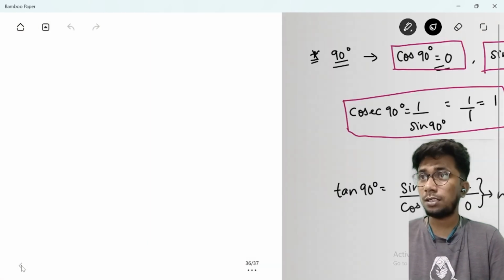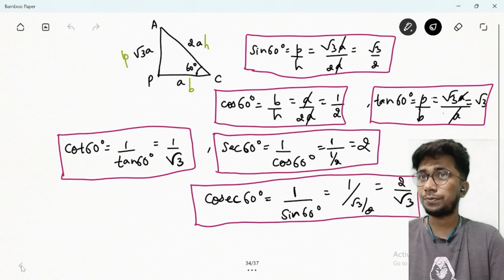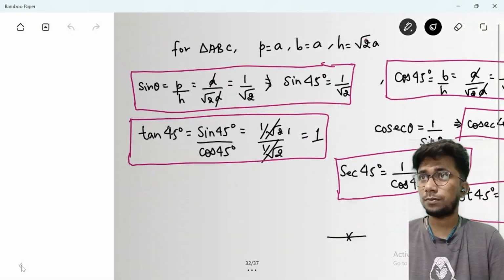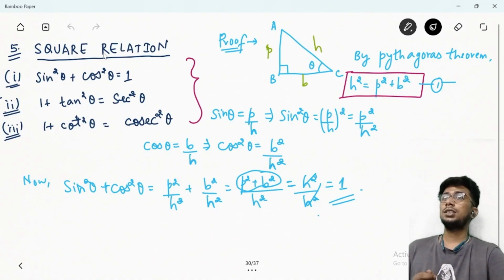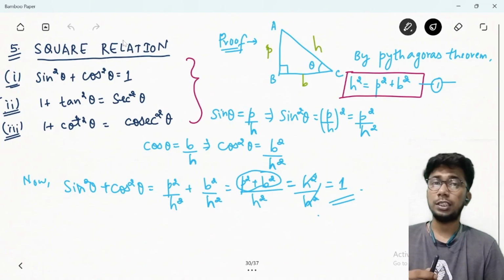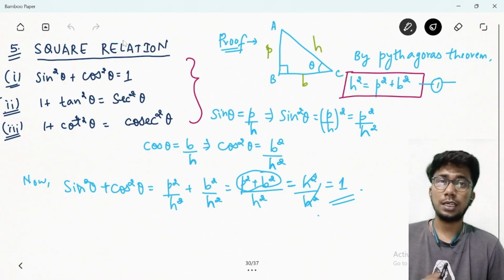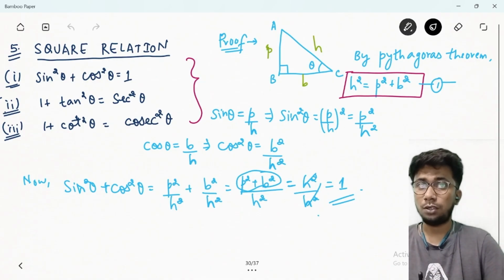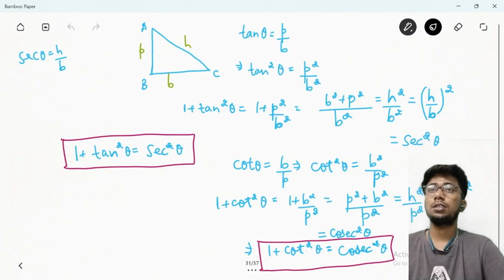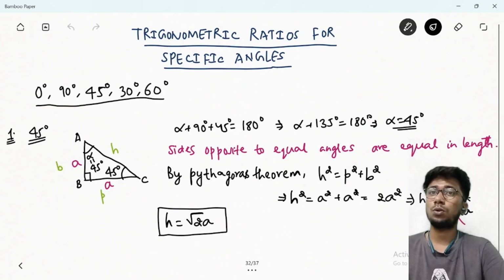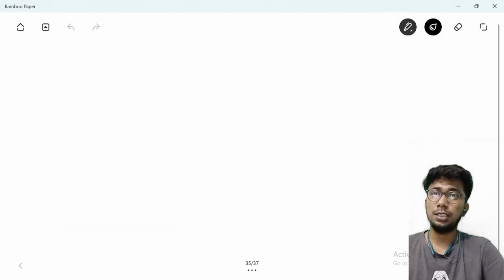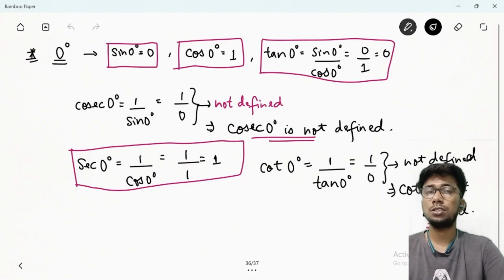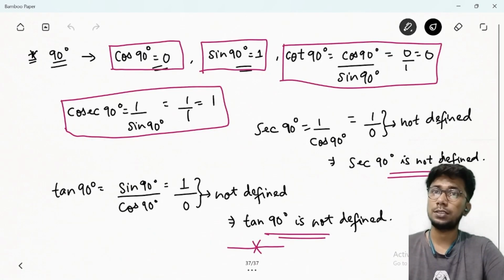What were they? They were sin square theta plus cos square theta is 1. Where did we see that? Let me show you once. Yeah, we saw these square relations. That was sin square theta plus cos square theta is equal to 1, 1 plus tan square theta is sec square theta, and 1 plus cot square theta is cosec square theta. After that, we saw trigonometric ratios for the specific angles, and we calculated them for 45 degrees, 30 degrees and 60 degrees. And finally, we saw the assumptions or the axioms for 0 degrees and 90 degrees.